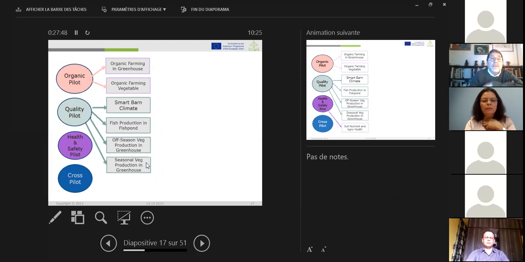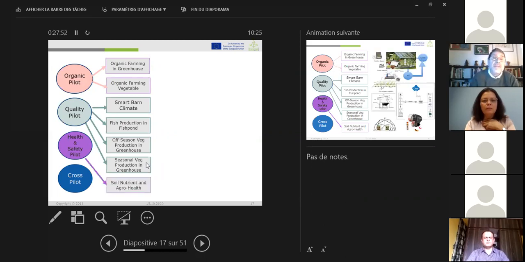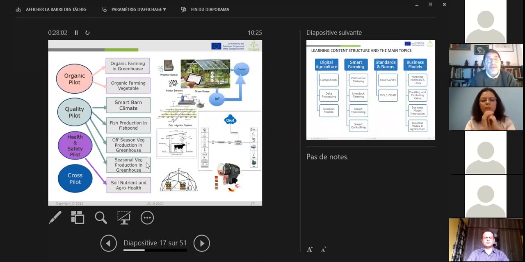Under the pilots, there were several use cases defined, like organic farming in greenhouse, organic farming regarding vegetables, the livestock, and the safety, health, and working condition related use cases. These use cases give an orientation of what would be and what will be the smart labs. So by outlining the smart lab concepts, we could derive the requirements for learning content.